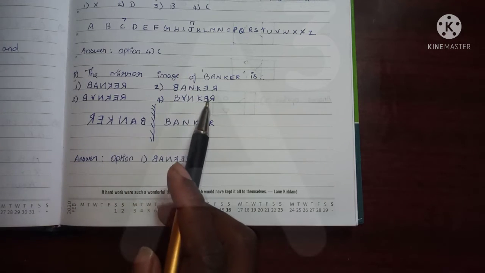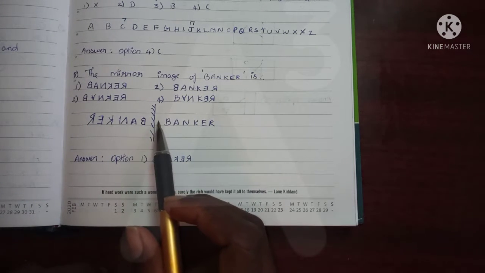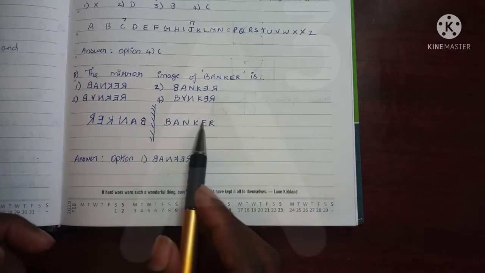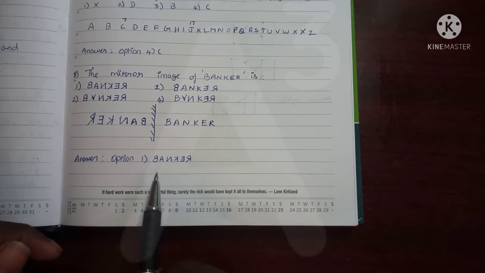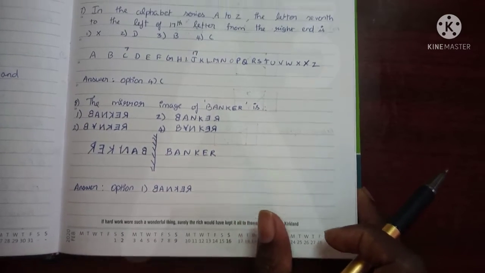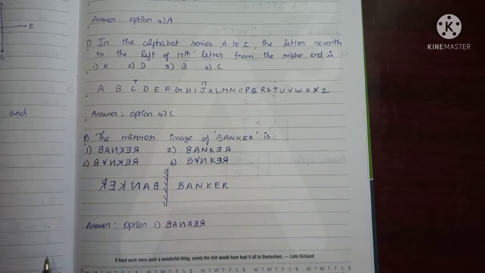So the mirror image of banker is, they are asking like that. I have drawn the mirror, and you know the property of light. According to the property of light, the mirror image of banker will be like this. So the option is 1. These are very simple questions. First you should visualize this banker with a mirror. We keep a mirror to the side of banker and imagine it like that. You can answer it very easily.